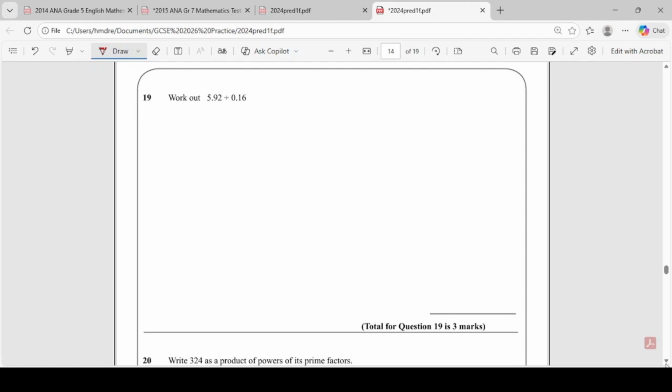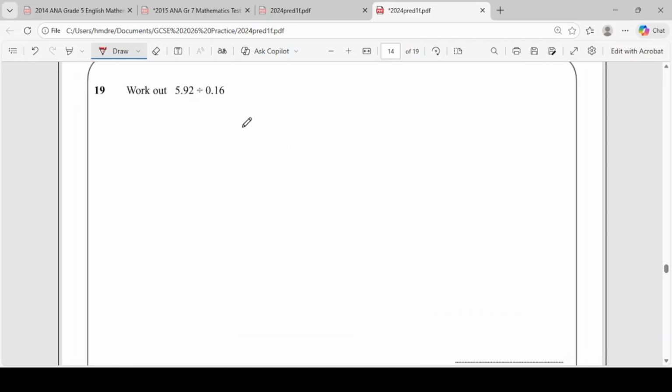Then we've got a decimal question with division. They're just trying to check that you know the tricks for this one. If you're dividing by two numbers like this, you can multiply them by 10 or by 100. It doesn't matter what number, as long as you multiply them both by the same 10 or 100 or 1,000 to get rid of these decimals.